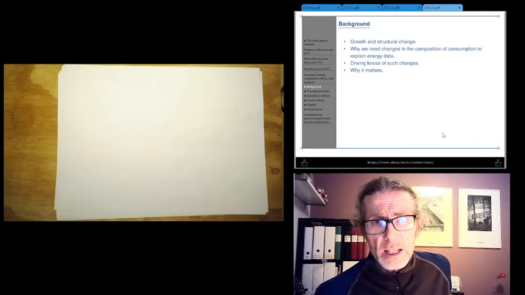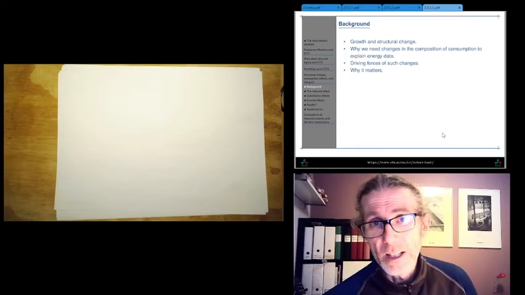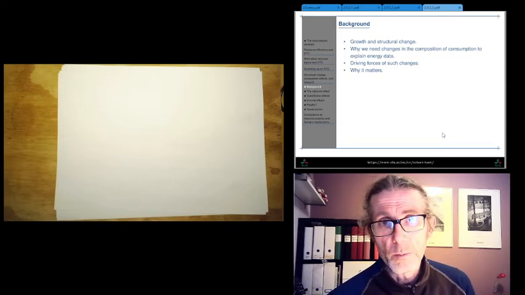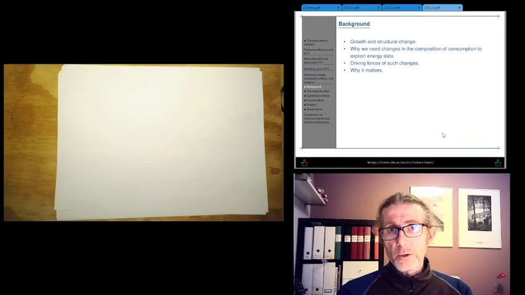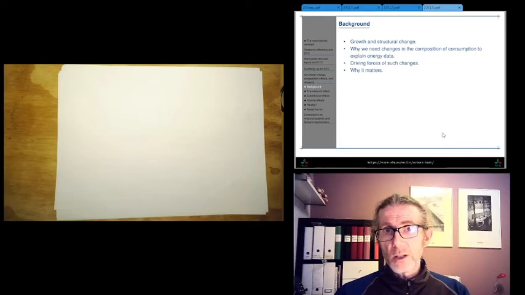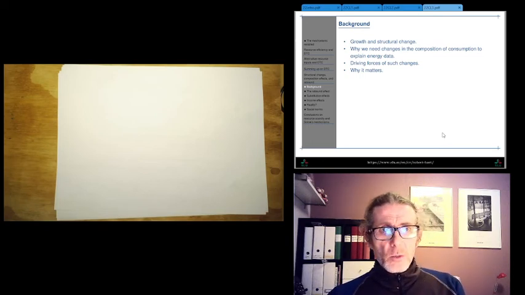So clearly, just looking as a sort of amateur at the economy, it's clear that this could be really important in general. If we have a model that treats growth as just more of the same, it's surely missing some important stuff. And all the models we've looked at so far have treated growth as just more of the same, right? It's just this one product. Why do we need changes in the composition of consumption to explain the energy data?